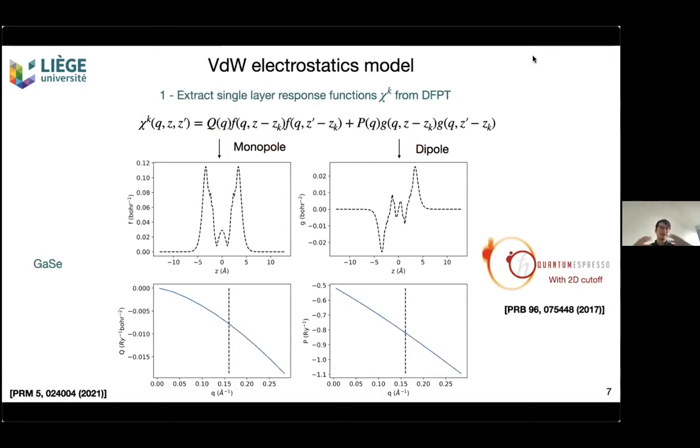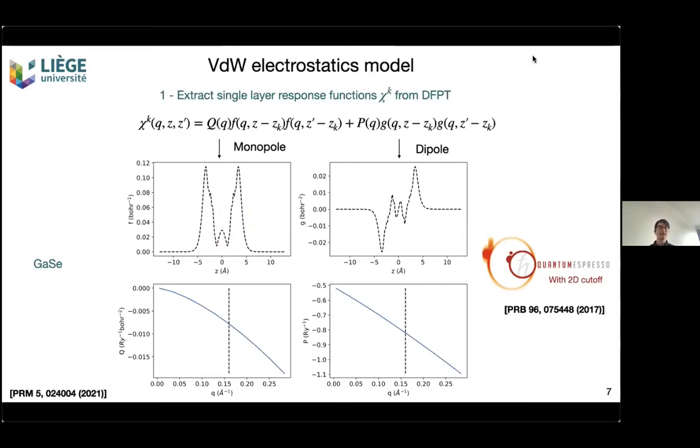To measure them from the DFPT, we perturb our system with either a potential that is constant in the out-of-plane direction or linear. And here you have the amplitude of the response, and then the profile, some kind of projector on the monopole or dipole response. As you can see, the profiles in the out-of-plane direction here are non-trivial. They depend on the material. For example, here in gallium selenide, there are two sublayers, and that's why you see those two peaks.